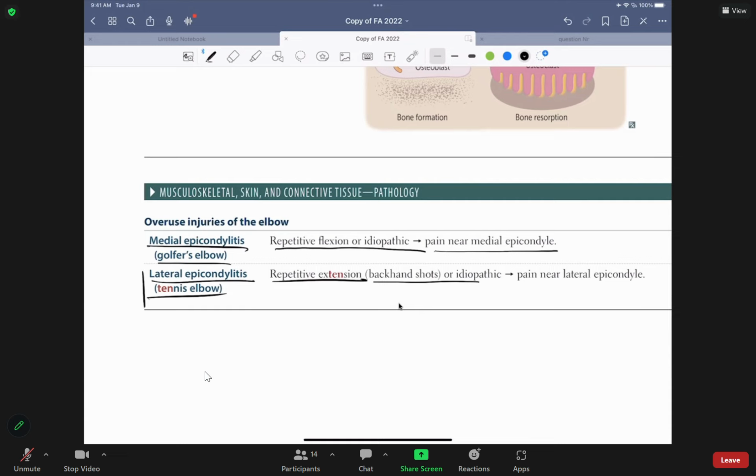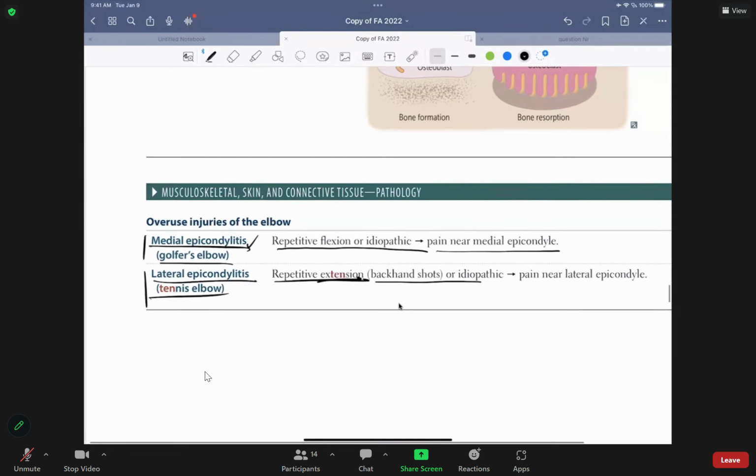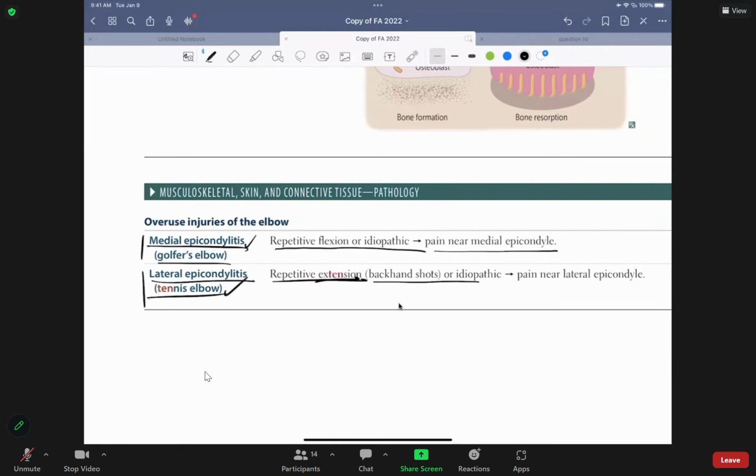So just to remember, anything that causes more flexion or stressful flexion is medial epicondylitis. Anything that causes extension, that's tennis elbow or lateral epicondylitis. Are we good with that? All right.